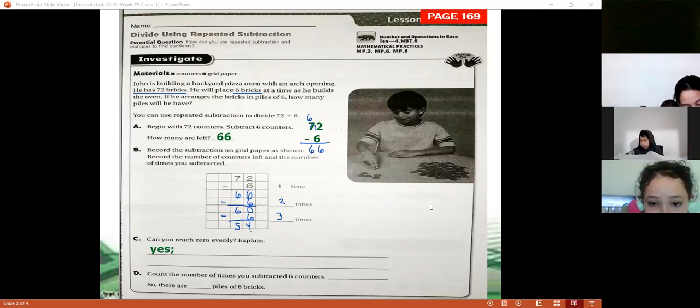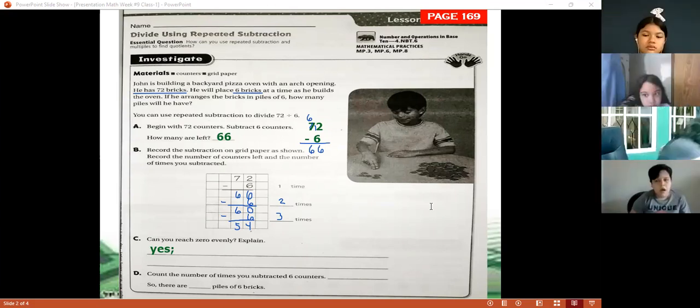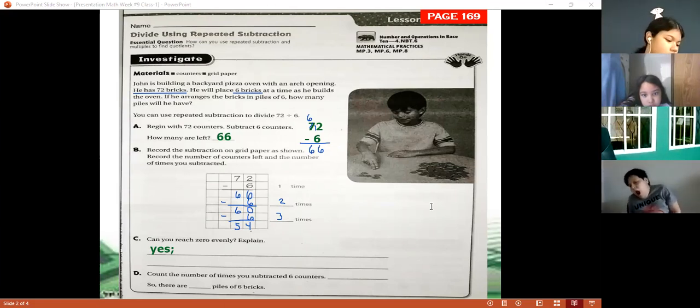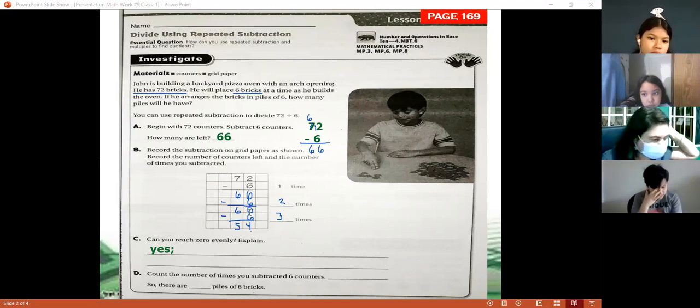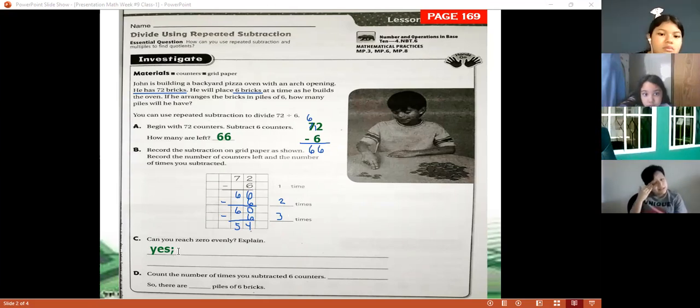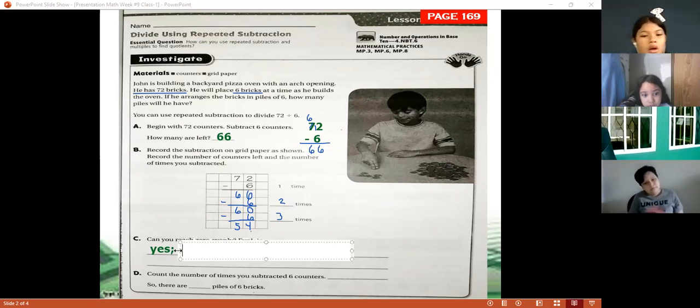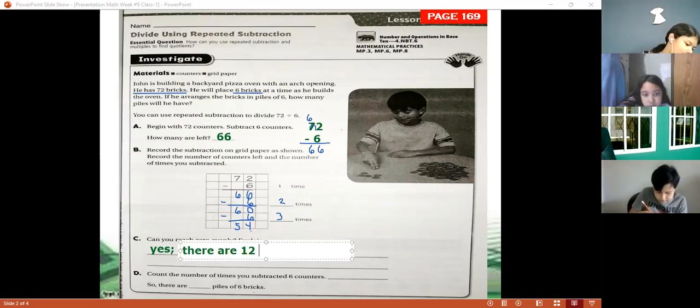In this 72, that is our dividend, but in this case, we're making a subtraction. If we continue, we have right now just subtracted 6 one time. Then we subtract the second time and the third time. If we subtract 12 times, we can get the 0. So there are going to be 12 groups of 6.